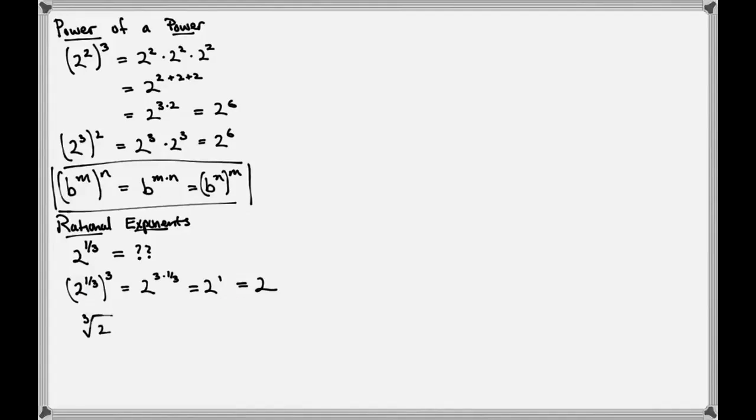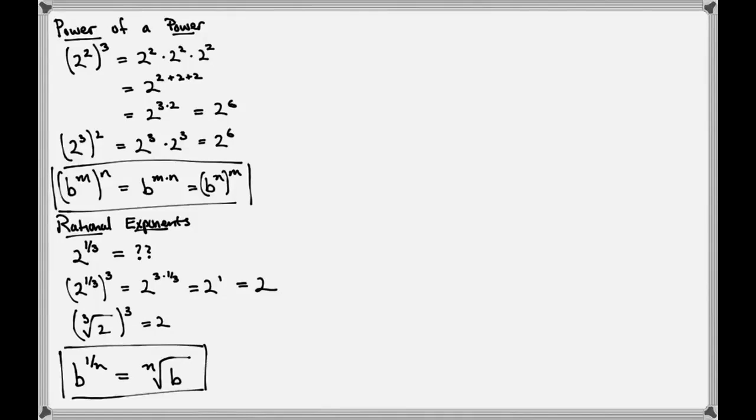This suggests that it's really the cube root of 2, because the cube root of 2 is precisely the number that when I cube it, gives me 2 right back. So the cube root of 2 has this property, and 2 to the 1/3 has this property that when I cube it, gives me 2. So this suggests that if I see something like b to the 1 over n, that this is just the nth root of b. And in fact, that's how we'll define it.